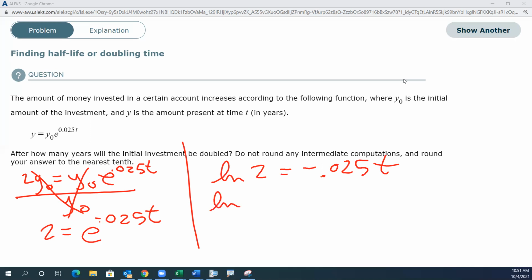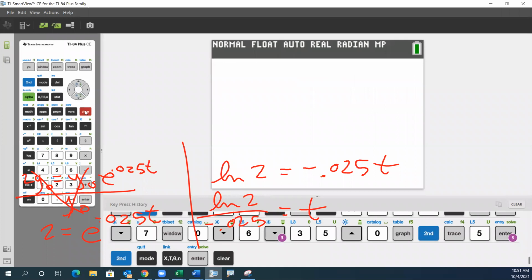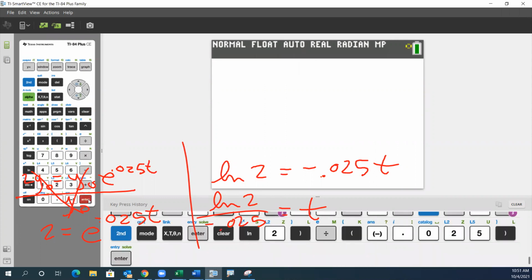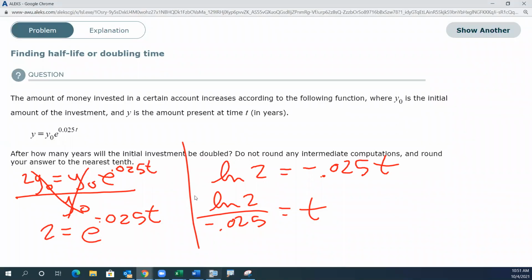Okay, and then divide both sides by negative 0.025. And we go to our calculator. Yeehaw. So ln of 2, divided by negative 0.025, so 2.5%. All right, and negative 27. That does not make sense. I have done something wrong. Let's see if I can figure it out.